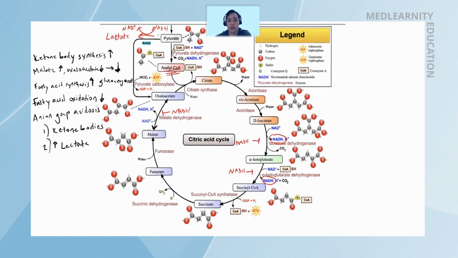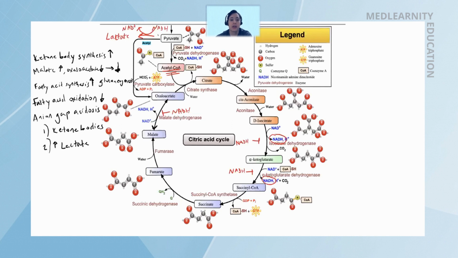Since the citric acid cycle is blocked up, acetyl-CoA levels will increase. Acetyl-CoA will be a substrate for ketone body synthesis, for fatty acid synthesis, and inhibition of fatty acid oxidation. Also, since this last step here is inhibited, oxaloacetate will be converted to malate instead of being shunted to gluconeogenesis. So gluconeogenesis is inhibited, so the patient will be hypoglycemic.